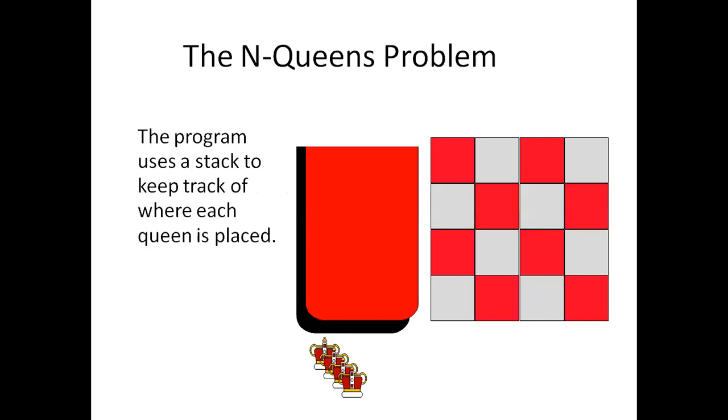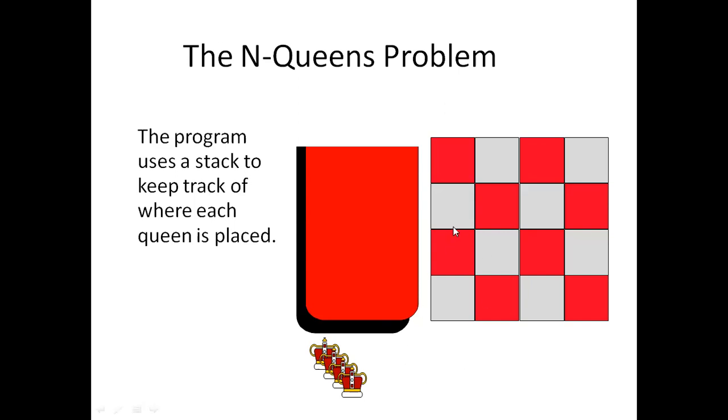For that purpose, we are using the stack concept. The stack has two operations: one is push, another is pop. Push means we insert an element. Pop means we delete an element from the stack. The stack works in last in first out manner. The stack is used to keep track of where each queen is placed.